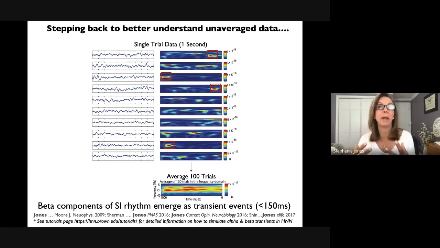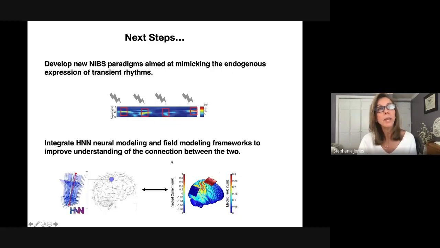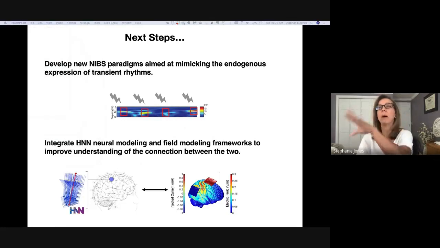And now we're trying to use a better understanding of what's going on naturally in the brain to develop better non-invasive brain stimulation paradigms. And we have tutorials now on how to simulate these transient alpha and beta rhythms that I'm not going to go into details of in this talk, but I just want to point out that they are there. And what we're doing now with our non-invasive brain stimulation, with this knowledge that, no, we don't have these continuous oscillations, we have these sporadic stochastic events, is we're trying to develop new paradigms that rather than entrain an oscillation, try to mimic the transient nature of this activity. Give these brief punctate stimuli that are mimicking the natural brain dynamics.